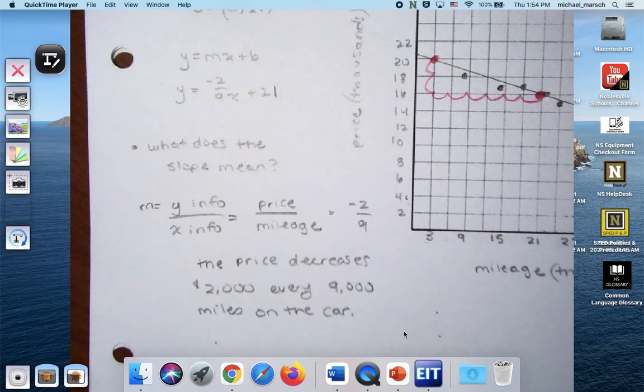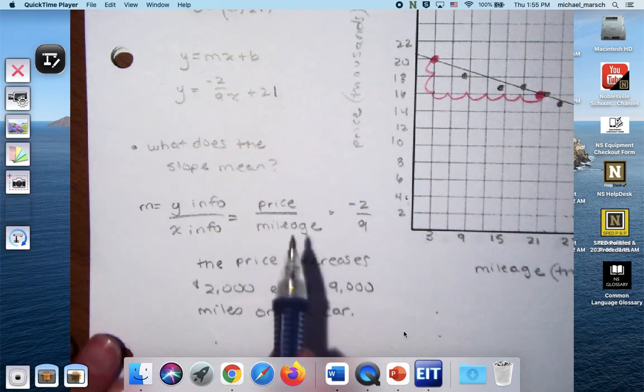Okay, so -2/6 should be simplified to -1/3, right? So that would tell me that the price goes down $1,000 every 3,000 miles. Okay, what was yours? Great. It goes down $1,000 every 4,000 miles, right? So that's what the slope means.